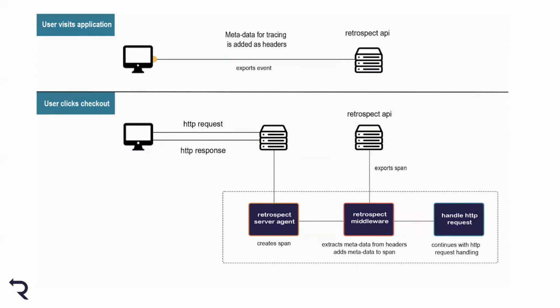When the user triggers an HTTP request to Bob's backend, the Retrospect server agent creates the span that will be passed along the microservices involved in the HTTP request. This span is the pencil and paper from the telephone analogy, and our Retrospect middleware attaches the metadata required for connecting each span to the user session that triggered their HTTP requests before they are sent to the Retrospect API.